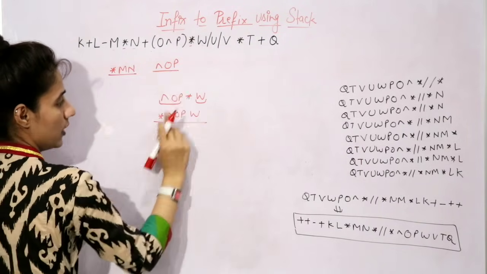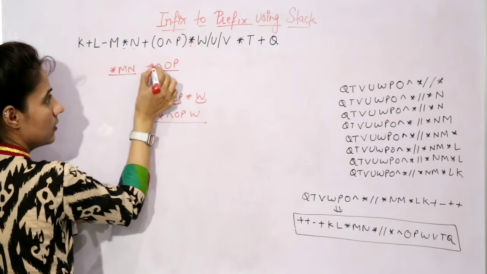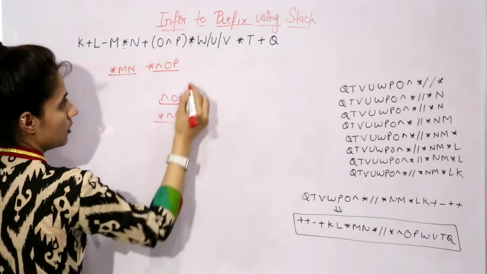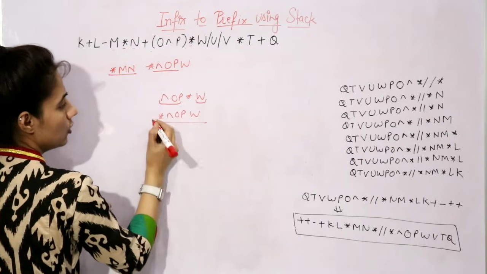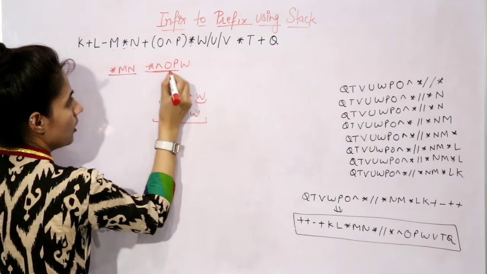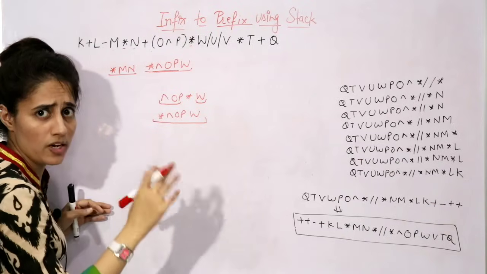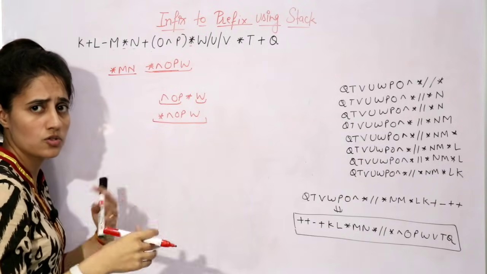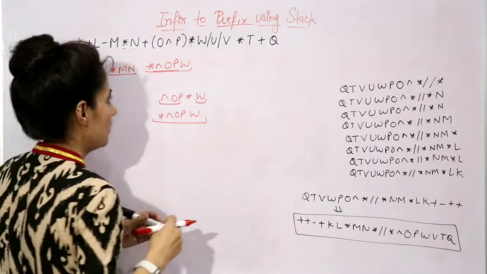So now here what you can write? Here you will write asterisk, this is the operand, and here you will write w. So this is now the complete operand. Roughly I am doing this, I am not writing each step for each scan, because that would be very lengthy.